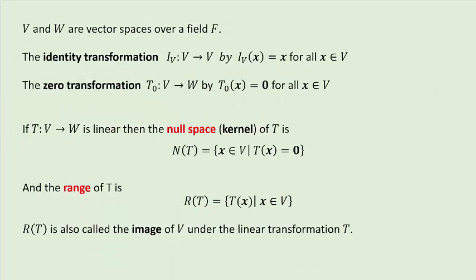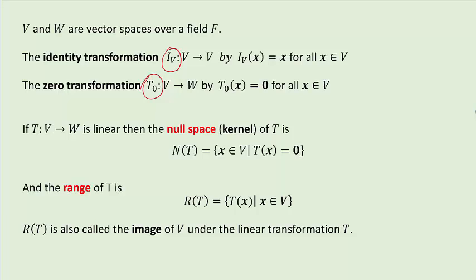These definitions you're already familiar with. If V and W are vector spaces, we have the identity transformation, and we denote it by I sub V, the mapping that takes a vector space to itself by mapping each vector to itself. The zero transformation we're going to denote by T sub 0. It means that every vector in V will be mapped to the 0 vector in W.